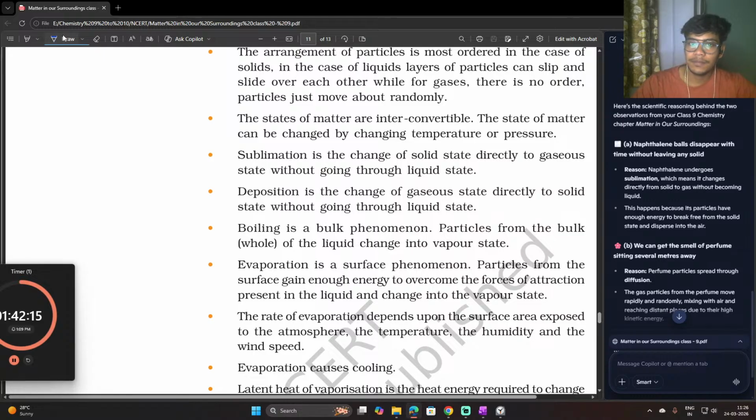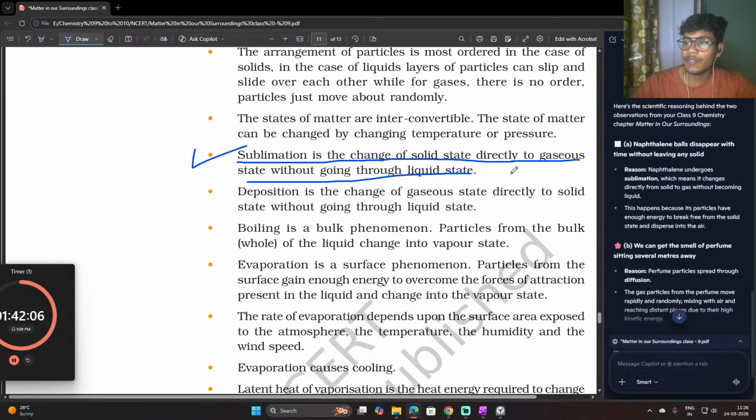See, this is the sublimation. It says sublimation is the change of solid state directly to gaseous state without going through the liquid state. That's what happens with naphthalene. I assume that in your home there is naphthalene also. We use naphthalene in our drawers and almirahs to protect our clothes from fungus or other bacteria, because the smell of that solid naphthalene can protect our clothes.